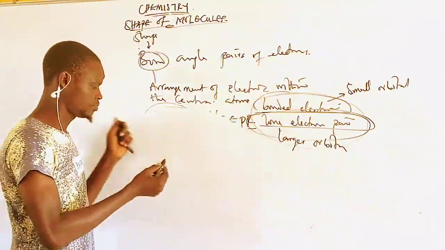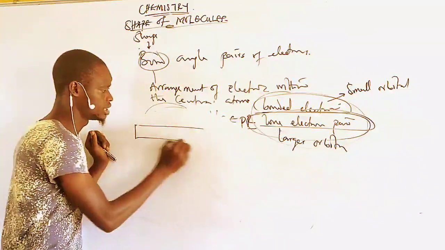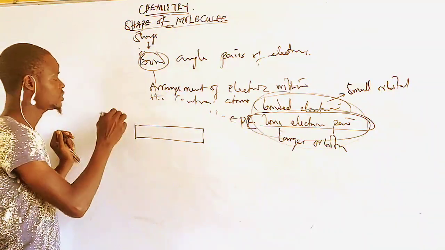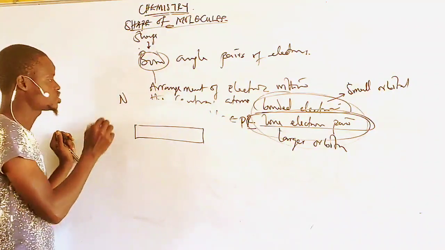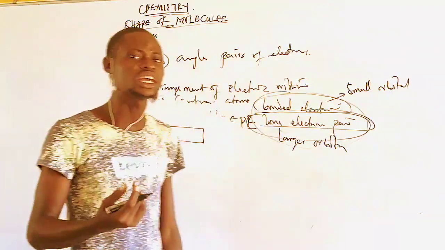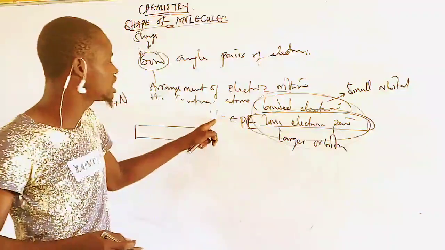These are what we call electron pairs. If I write an electronic configuration, let me try to use this to explain to you. Now, let me use nitrogen for instance. Nitrogen has 7 electrons, and the electrons are found in the valence shell. And please don't forget that this theory is talking about the valence shell.